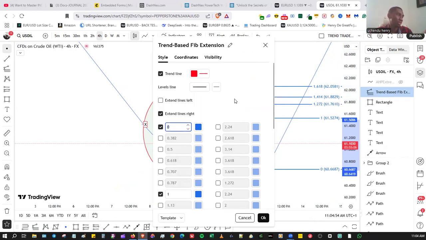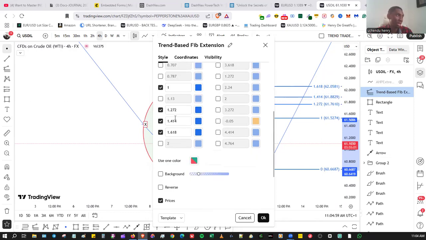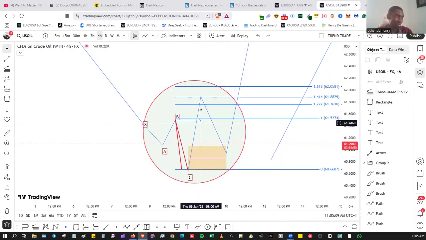To add these figures is very simple. Just double click on the Fibonacci extension tool and then add 1.272, 1.414. You can just add only 1.272. You don't even need all of that, but you can still add all these ones. We want to make sure that this extension level, this displacement, is greater than 1.272. If it's greater than 1.272, then it's a valid displacement.